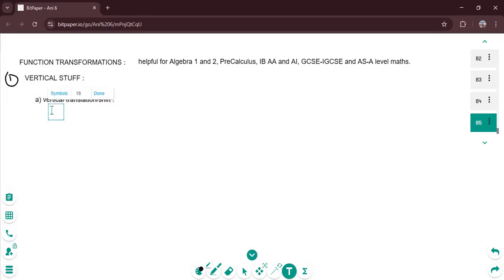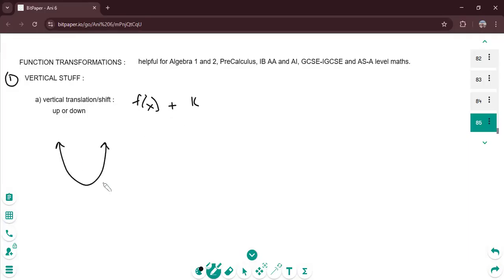Now, this vertical shift could be up or down, right? And it is given by the general rule f of x plus k. So what you're doing is the original function f of x, whatever the equation is, is simply being added or subtracted by k. Of course, if k is positive, it gets added. If k is negative, then it gets subtracted. So the effect is basically that all the y coordinates simply get added or subtracted by the value of k.